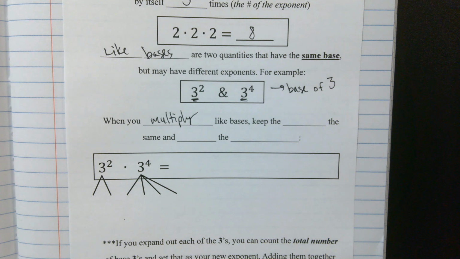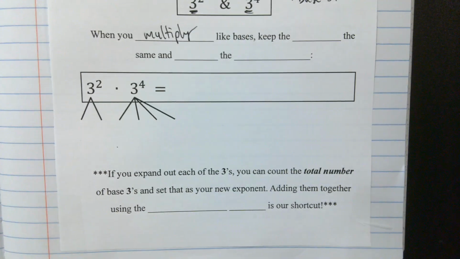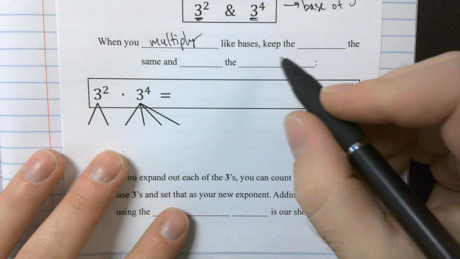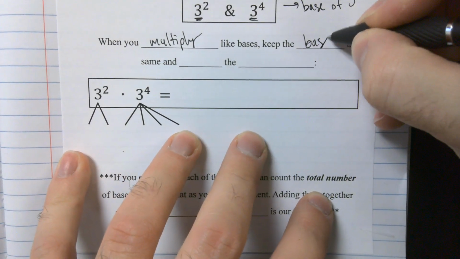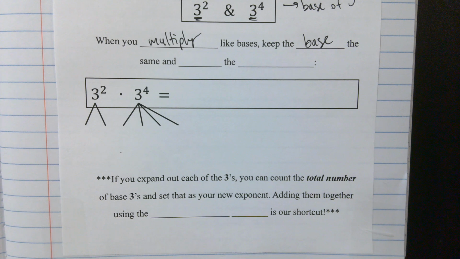So what would my exponent be if we condensed all those back together? 6. Because 3 to the 6th is 3 times itself 6 times. That's the long way, like I said. Is that confusing at all? No? Okay. It might be. That's okay. The easy way is by using the product rule. That's the basis of this lesson. When you multiply like bases, just keep the base the same. We started with bases of 3. We ended with a base of 3.